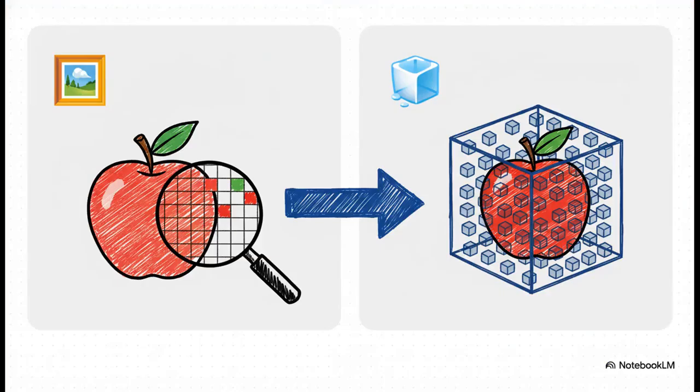Okay, to really get this, let's break down how a computer sees. A 2D photo, that's just a flat grid of pixels. Pretty simple. But a 3D object, that's represented by a cubic grid of what we call voxels. You can literally think of them as 3D pixels. So we're not just going from a square to a bigger square, we're going from a square to a cube. And for a computer, that is a monumental leap.